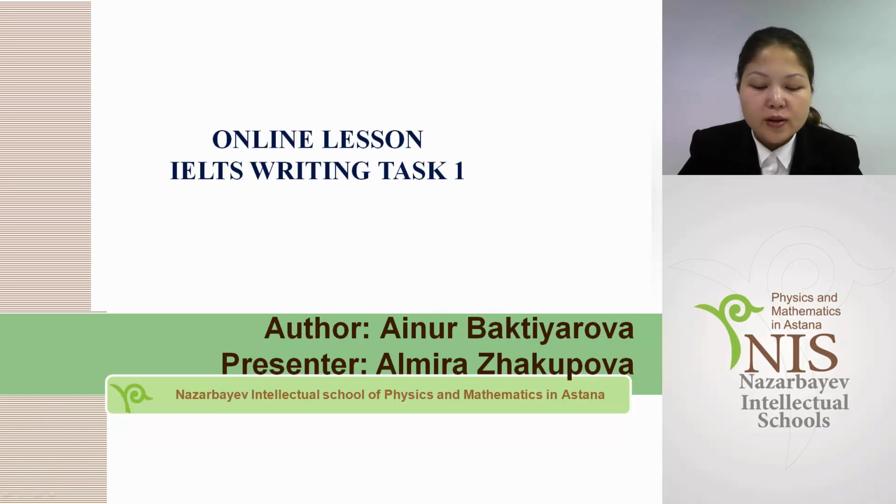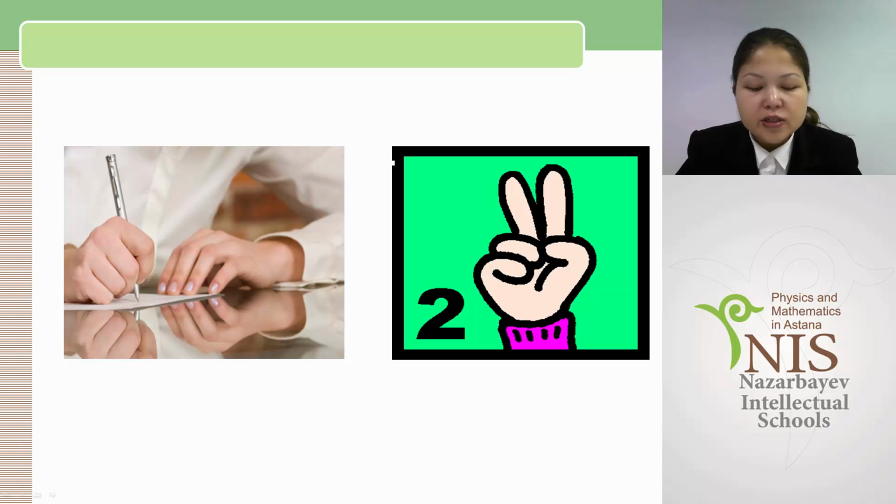Before we start our writing task, I would like you to look at the picture and try to guess the topic. Well, I can see that you are good at guessing. As you see, there are two pictures. In the first picture, you can see a pencil and hand, and the second is the number 2. What do you think? How are these pictures connected? Well, let's compare your answers. Yes, you're absolutely right. It is writing task 2.